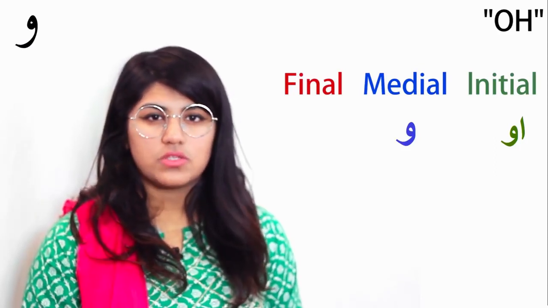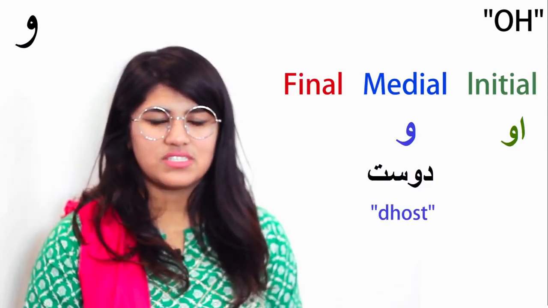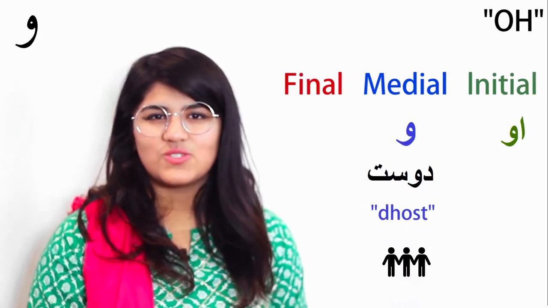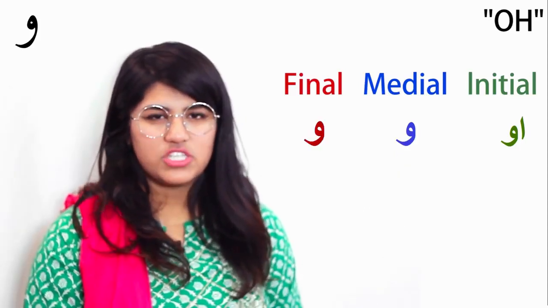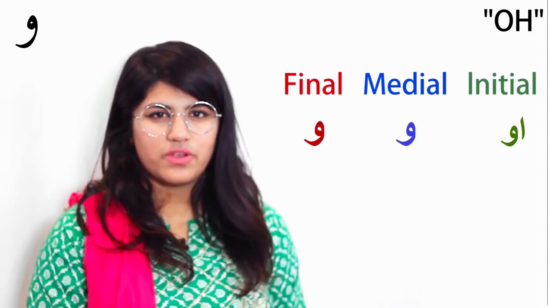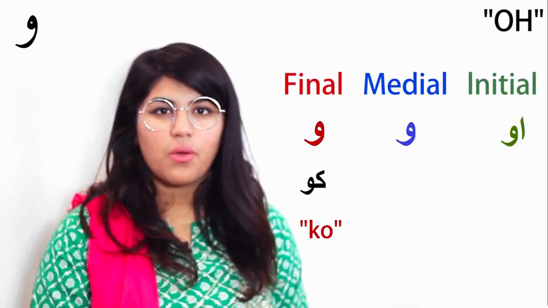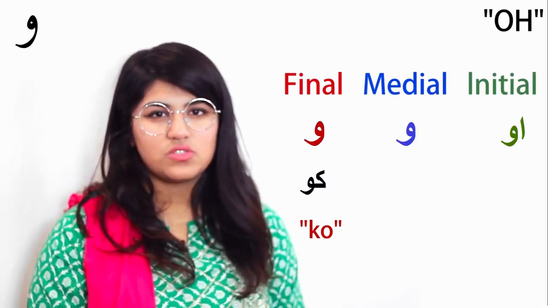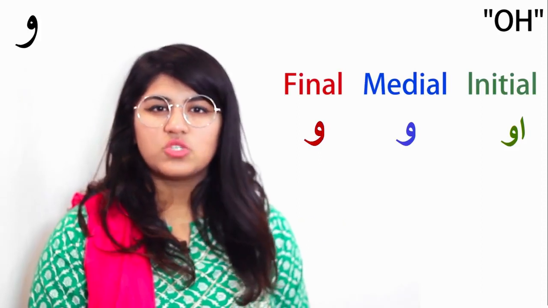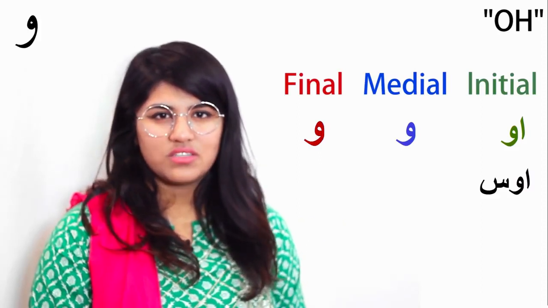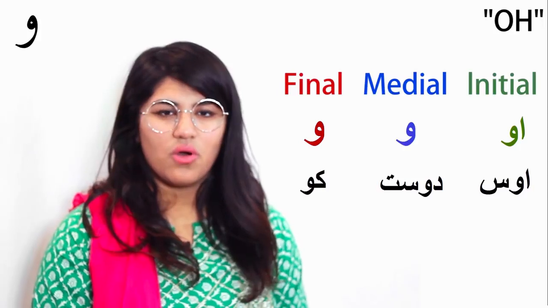So the word here is dost. Dost means friend. In our final position, we end it with the vowel. The word here is go. Go means two. So you have os, dost, and go.